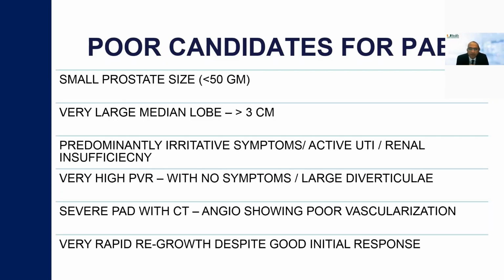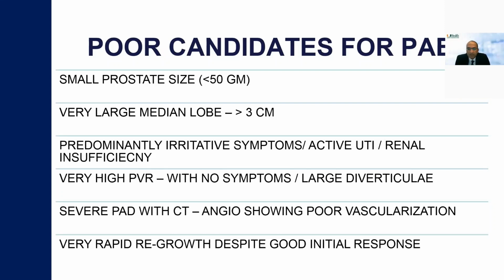Very high PVR with no symptoms, or with large bladder diverticulae, which again shows that there is underlying significant compromise of the bladder, or a neurogenic bladder, or patients are not even able to feel that they have such a large residual amount. So those patients we would not treat. I think those will do actually better, if anything, with a surgical procedure.